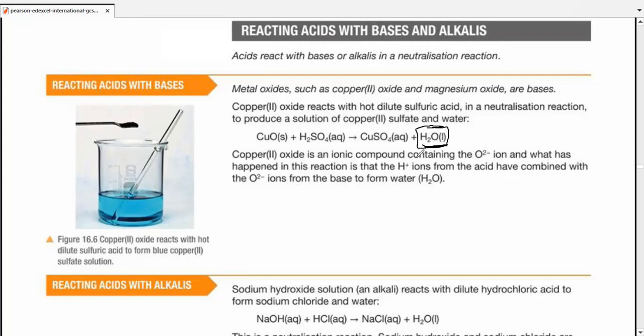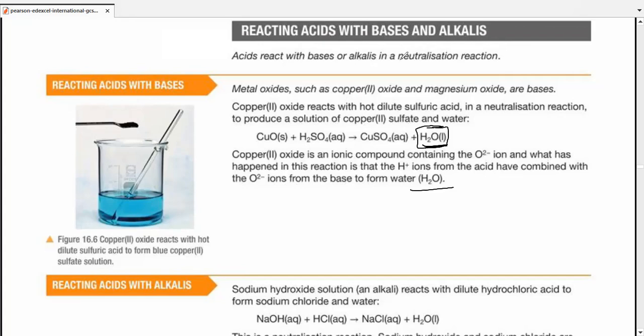Copper 2 oxide is an ionic compound. It contains oxide ions. What has happened in this reaction is that the hydrogen ions from the acid have combined with the oxide ions from the base, and they form the neutral compound water. Hence the word neutralization reaction.